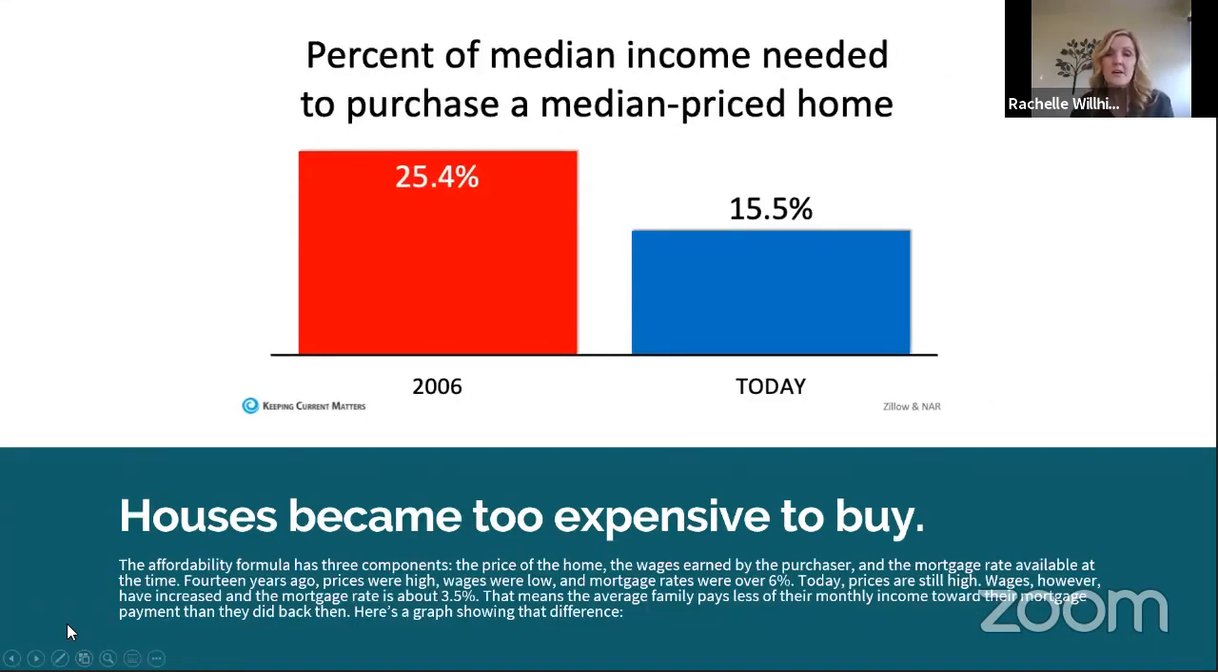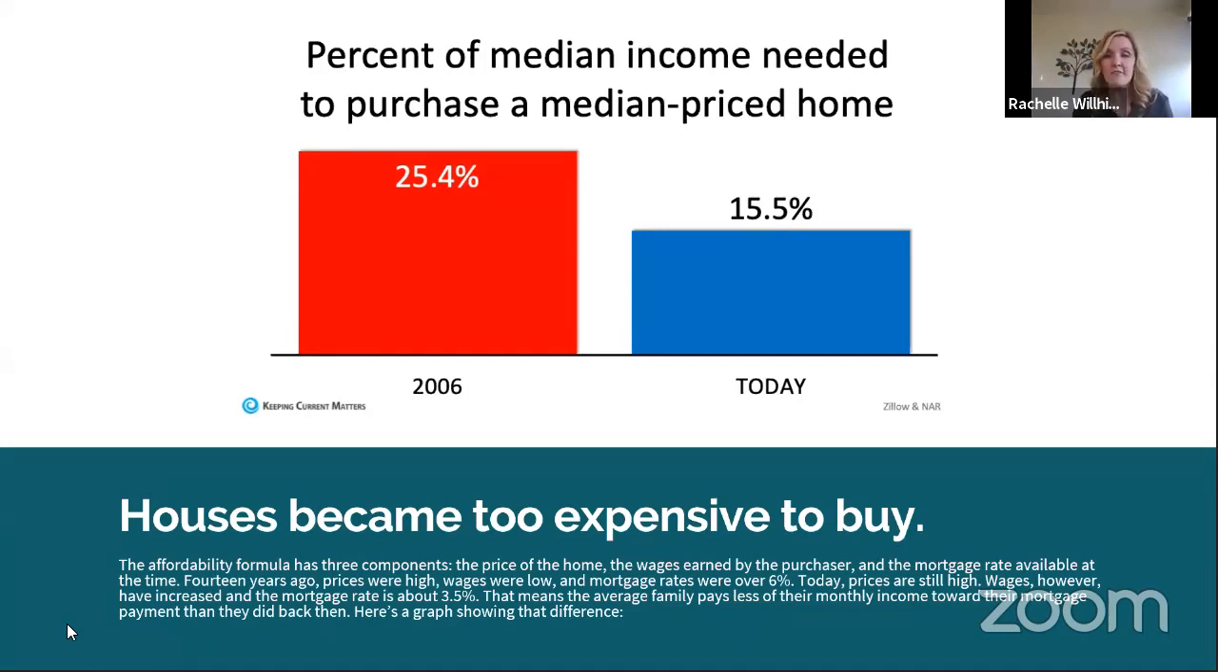The percent of median income needed to purchase a median priced home. So some people are getting really, really spooked, if you will, about the luxury market, about the $3 million and the $5 million homes. When you look at it, the median priced houses became too expensive to buy back in 2006. And today, relative to the income that we're making here in the Seattle area, we're not in that kind of crisis mode as 2006. So I love the affordability formula. It has 3 components: the home, the wages earned by the purchaser, and the mortgage. And that's how they come up with this percentage.